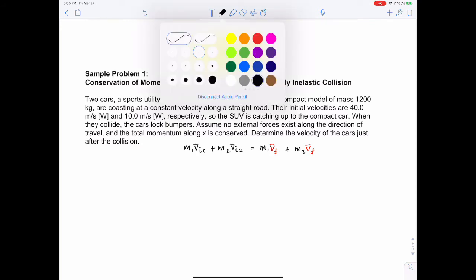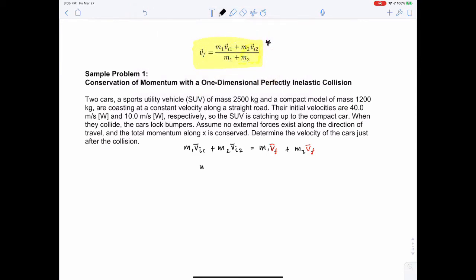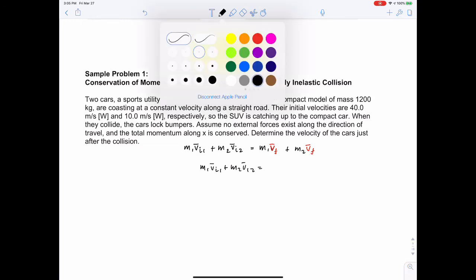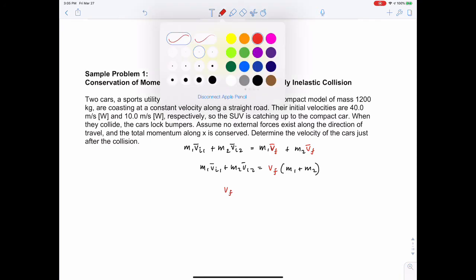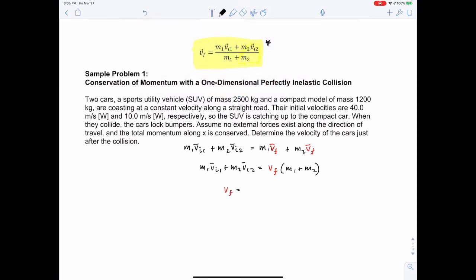So if we factor the final velocity on the right-hand side, we can simplify this as m1 v initial 1 plus m2 v initial 2 is equal to vf times m1 plus m2. Dividing both sides by m1 plus m2, we get v final is equal to m1 v initial 1 plus m2 v initial 2 divided by m1 plus m2.